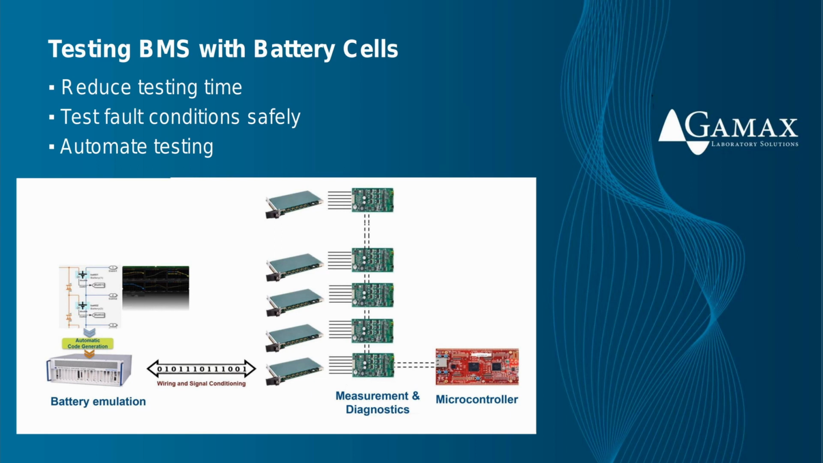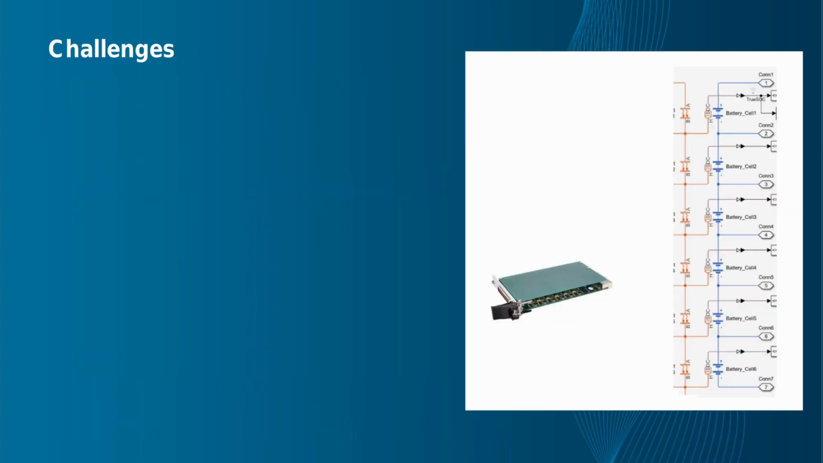We connect peripherals of the real-time computer with the BMS controller to perform closed-loop testing. By replacing the actual battery pack with a programmable one, we can now perform end-to-end testing of software and electronics more efficiently and safely. It results in reduced testing time, the safe testing of fault conditions, and the capability to automate testing. Now, there are a few things we need to take care of before we can do hardware-in-the-loop testing for the BMS controller.